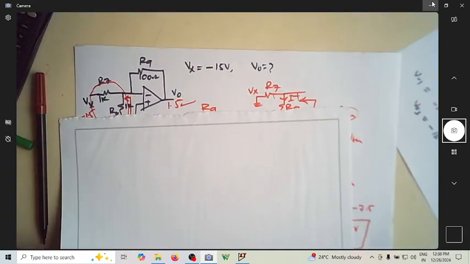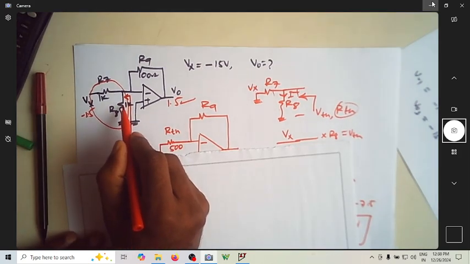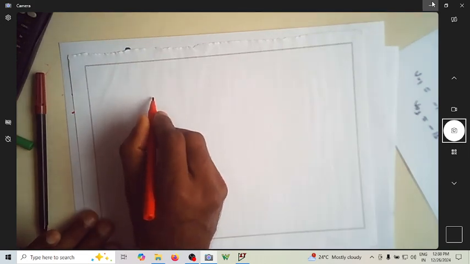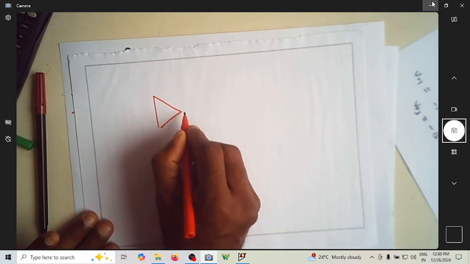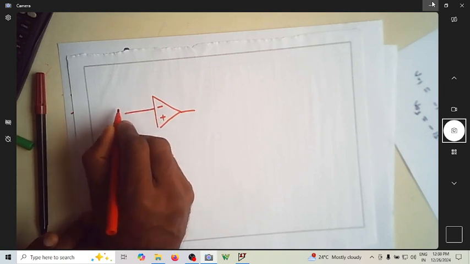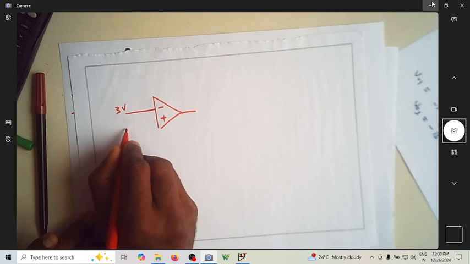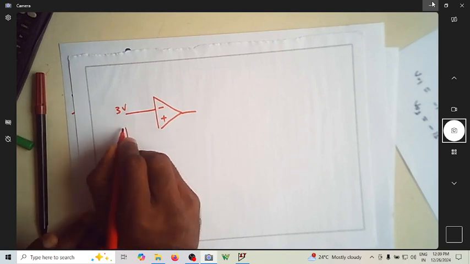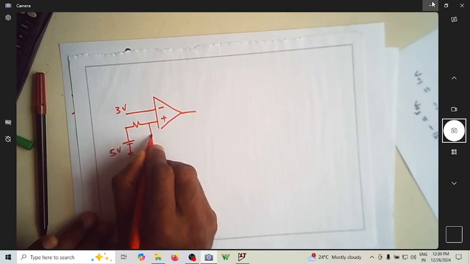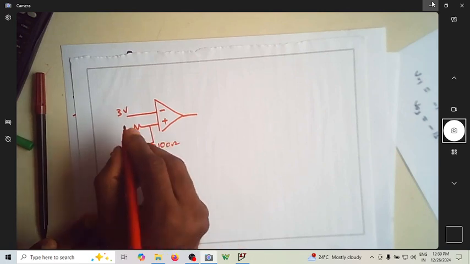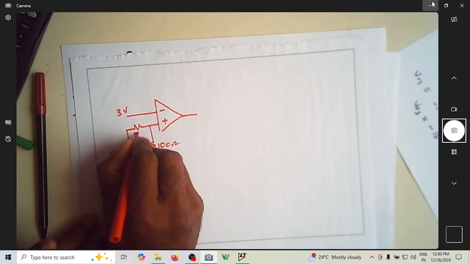So in this particular case, this was becoming redundant. Let us see some cases where that resistor will not be redundant. Maybe you consider this case. This is now minus plus. If I take this as some 3 volt, and this as 5 volt, and then let me take this as 100 ohm, and this as 1k.